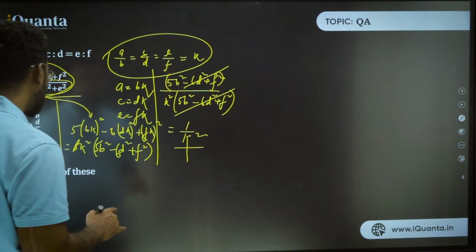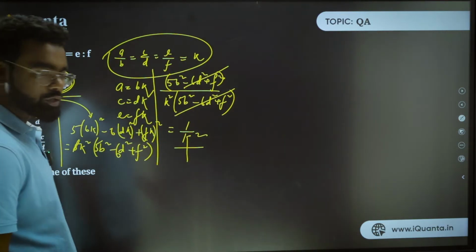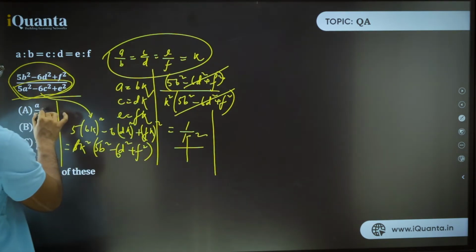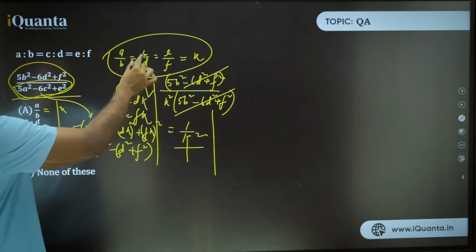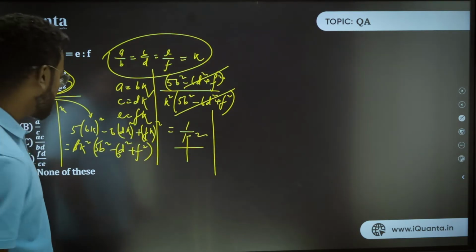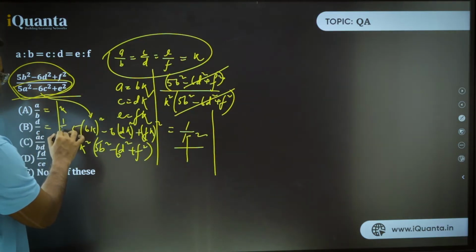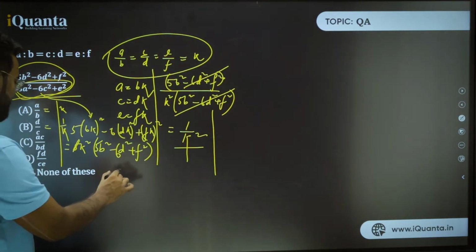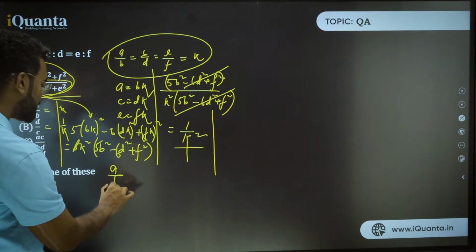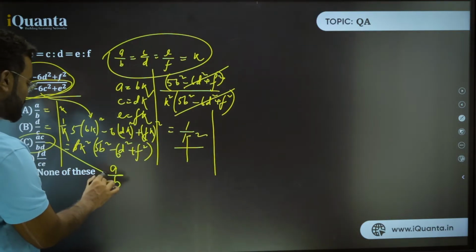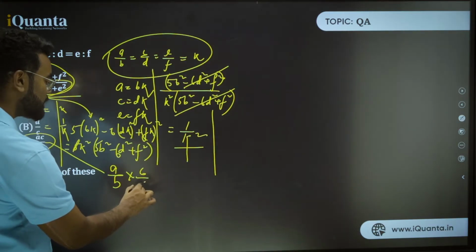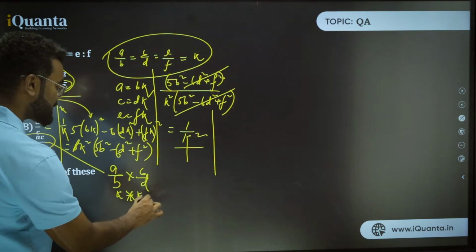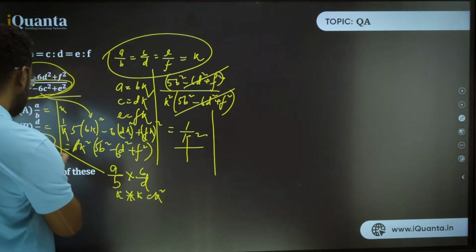Now think about how we can match this with the options. If a upon b is k, and c upon d is k, what is d upon c? 1 upon k. Now think about AC upon BD. AC upon BD can be written as A upon B into C upon D. The value of A upon B is K, and C upon D is K. So K into K is K square. Again, not the answer.